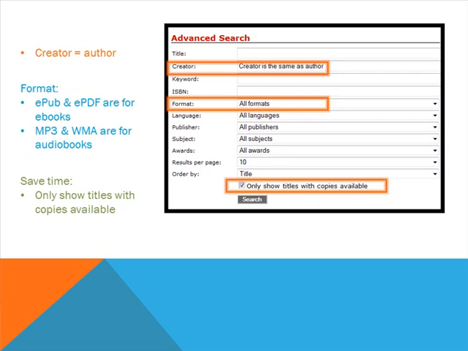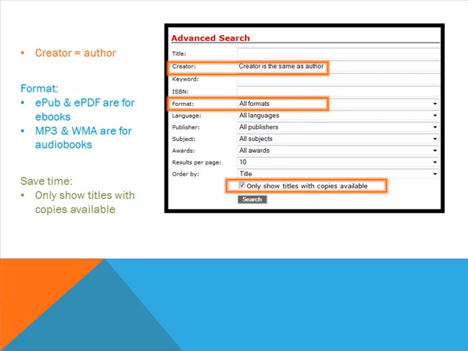EPUB and ePDF formats are text-based formats which allow the book to be read on a computer screen or on a portable e-reader device such as the Sony e-reader or the Kobo. WMA and MP3 formats are audio-based formats which allow the audiobooks to be played on a computer's media player or on a portable listening device such as the Zune or Apple's iPod.